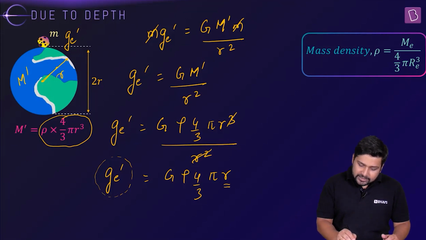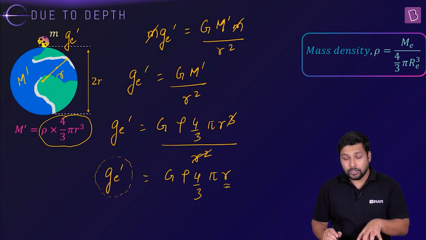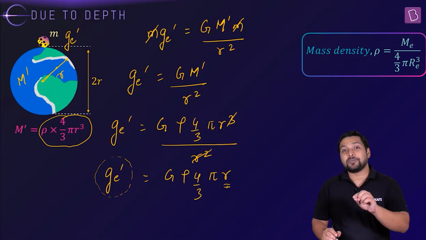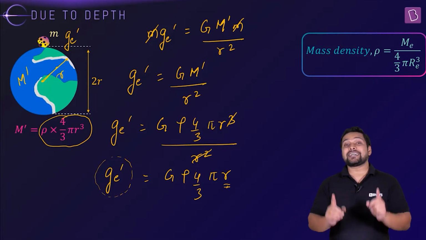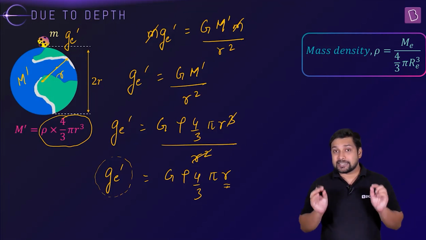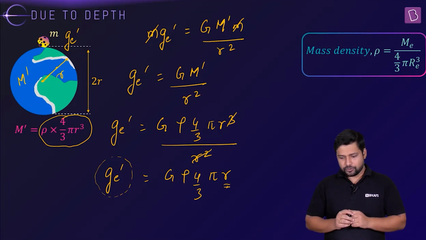If you replace r equals 0, then the value of g dash will become equal to 0, which means if I talk about the weight of the body, it will be in a state of weightlessness. Did you understand this? Okay, so inside it is directly proportional. Inside it is directly proportional.